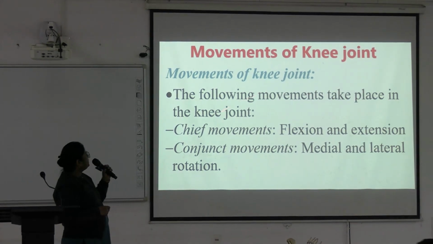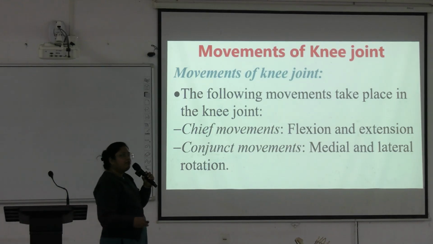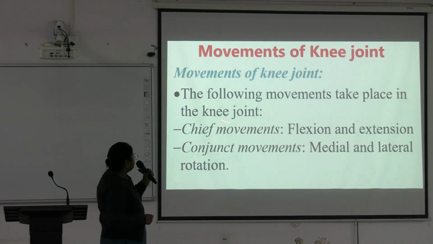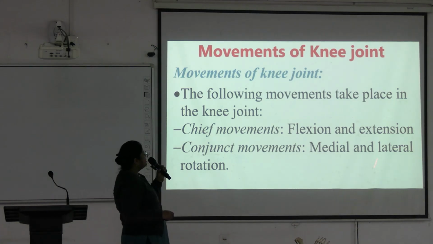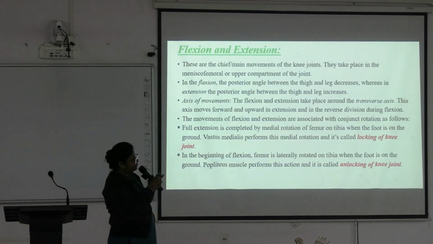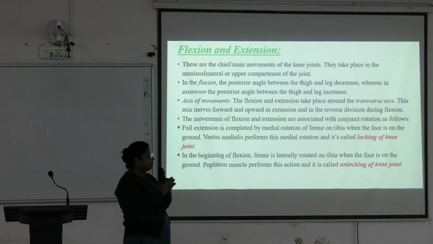The chief movements occurring in the knee joint are flexion and extension. It is a complex hinge type of synovial joint. So the main movements are flexion and extension, and the other conjunct movements are medial and lateral rotation of the knee joint. Okay, so how do flexion and extension occur?